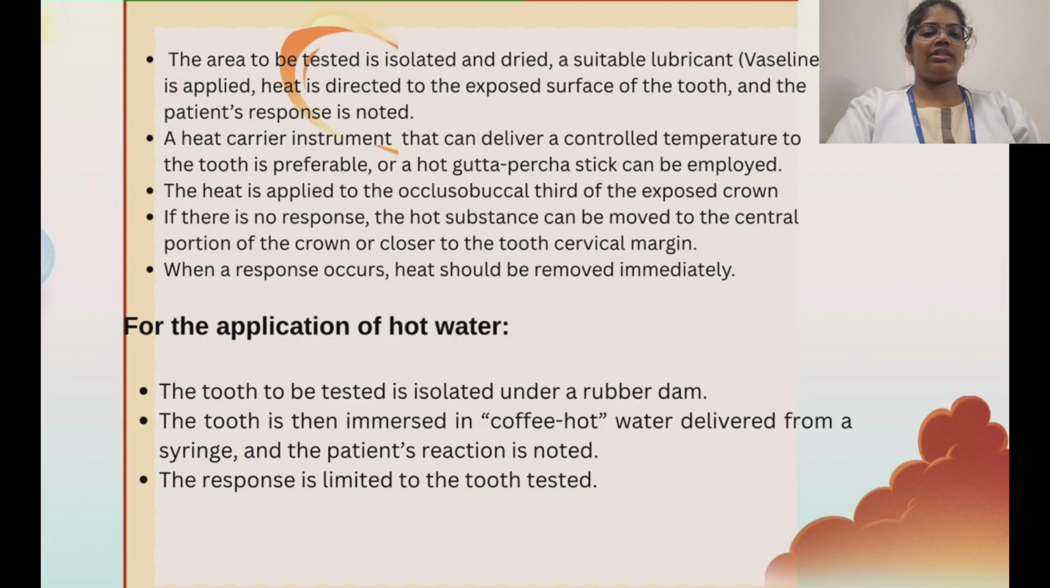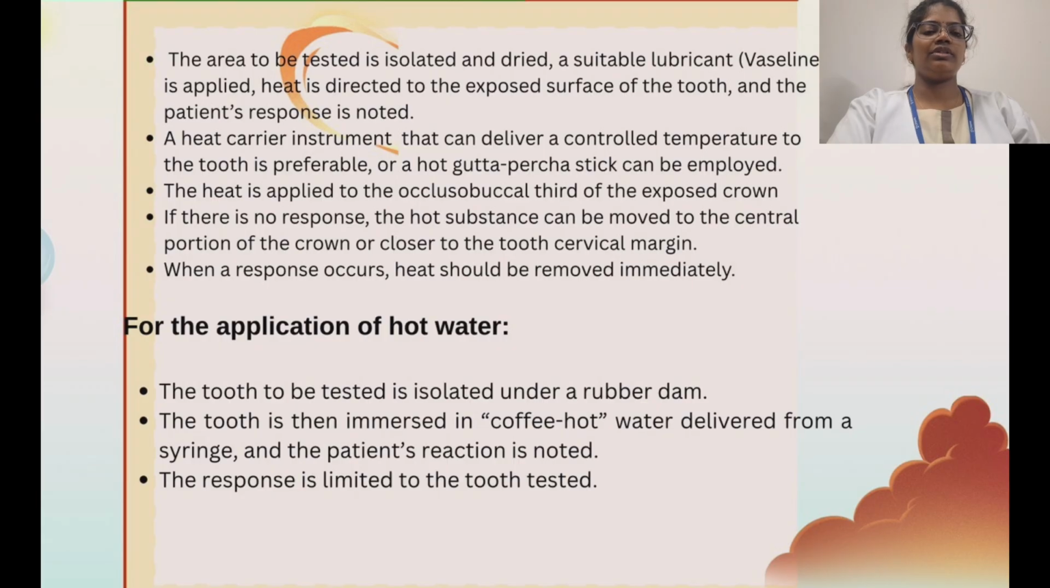The area to be tested is isolated and dried. A suitable lubricant like Vaseline is applied. Heat is directed to the exposed surface of the tooth and the patient's response is noted. A heat carrier instrument that can deliver a controlled temperature to the tooth is preferable, or a hot gutta stick can be employed. The heat is applied to the occlusobuccal third of the exposed crown.